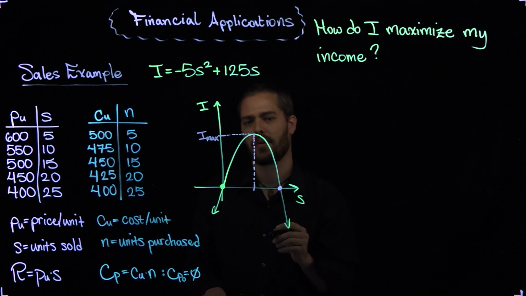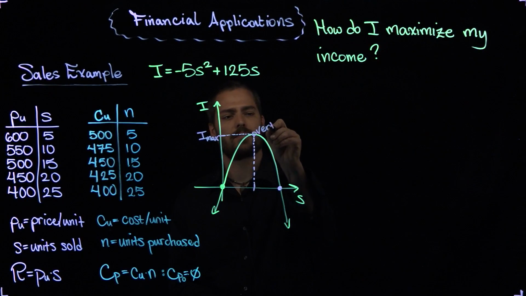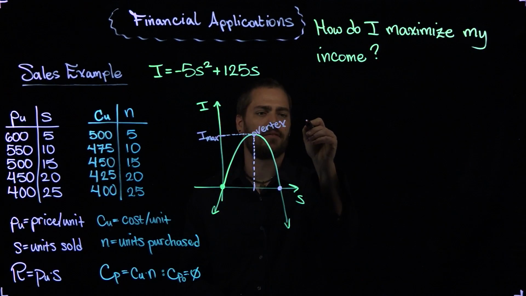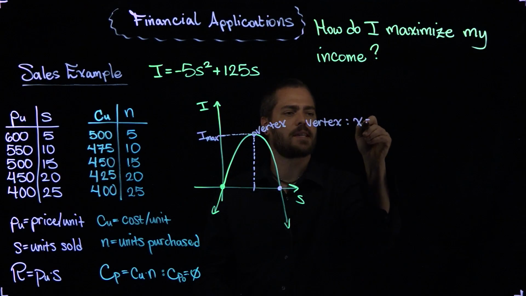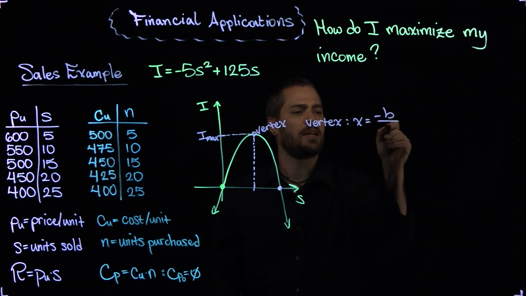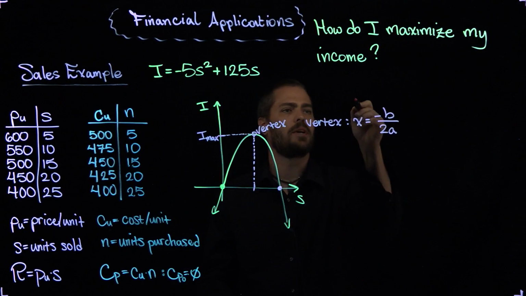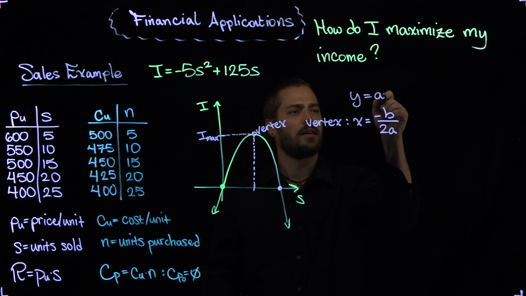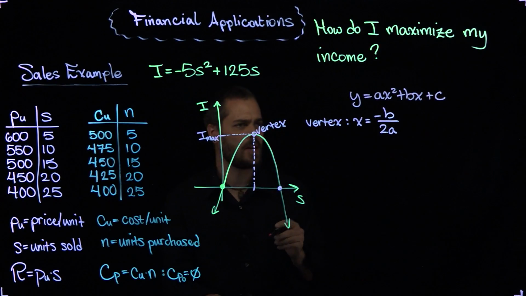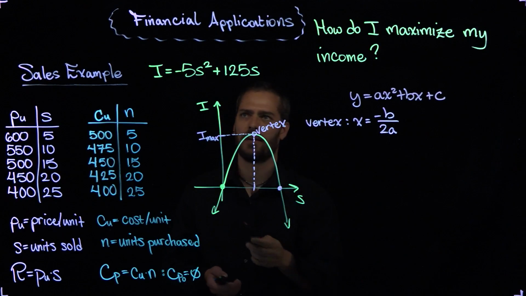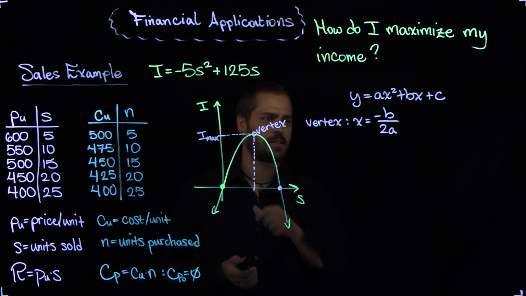Well, you might remember that you can apply the vertex. This is the vertex. To find the x value of a vertex, we say that x is equal to negative b over 2a, and I'm relating this to a standard form quadratic equation, ax squared plus bx plus c. Now I'm going to apply this general algebraic idea to this particular equation, where my y is my I and my s is my x.